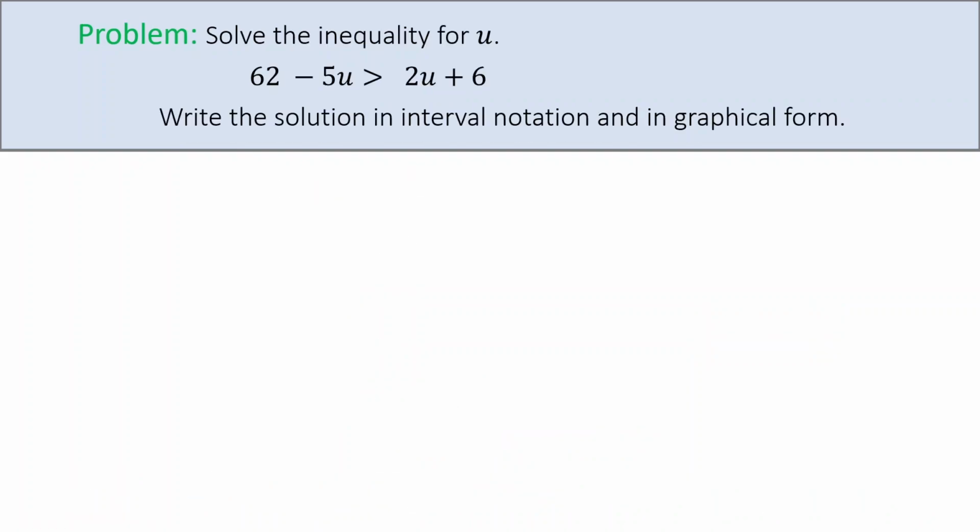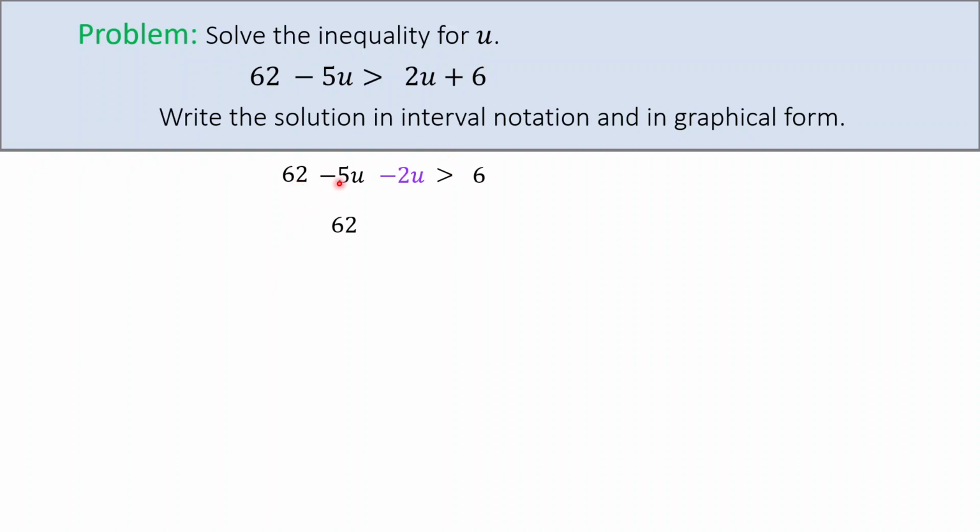Now we are going to do this problem. In this inequality, you have the variable on the left hand side and also on the right hand side. To solve this, you need to move this term to the left hand side or move this term to the right hand side so that all the variable terms are on one side. I am going to move this to the left hand side. So 6 minus 5u, move this to the left hand side, positive 2u, you need to change the sign to negative 2u, greater than. Now you have 6.